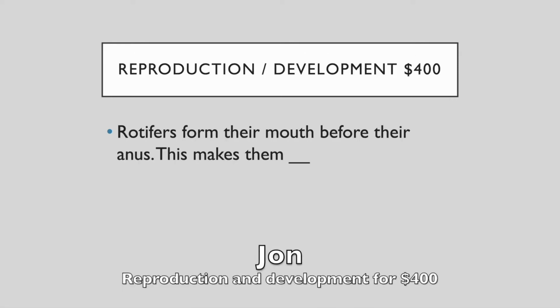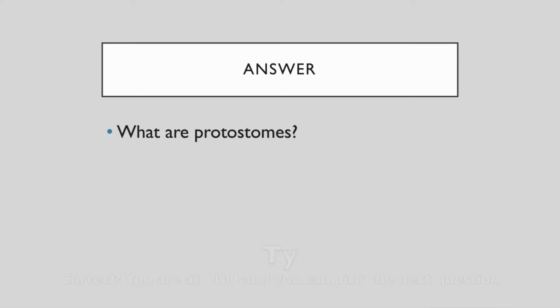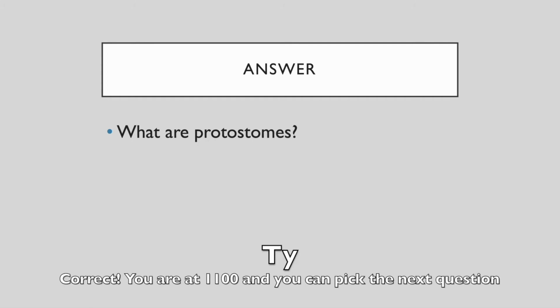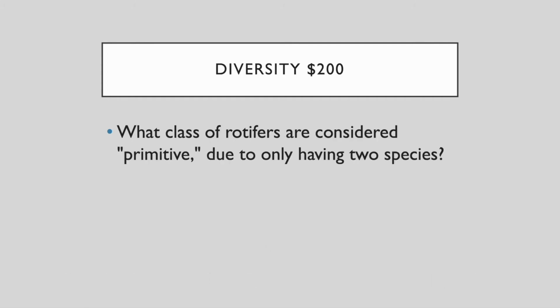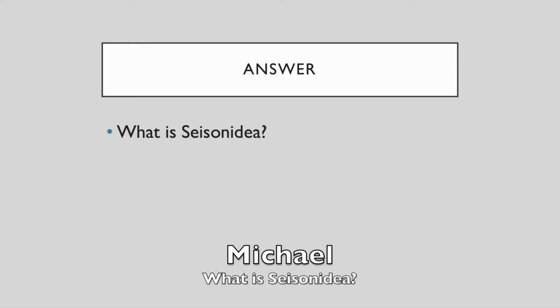Reproduction and development for 400. Rotifers form their mouth before their anus. This makes them what? John: What are protostomes? Correct. You're at 1100. You can pick the next question. Diversity for 200. What class of rotifers are considered primitive due to only having 2 species? Michael: What is Caesonadia? Correct.